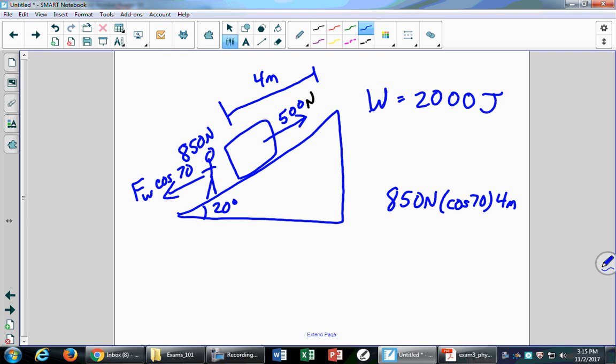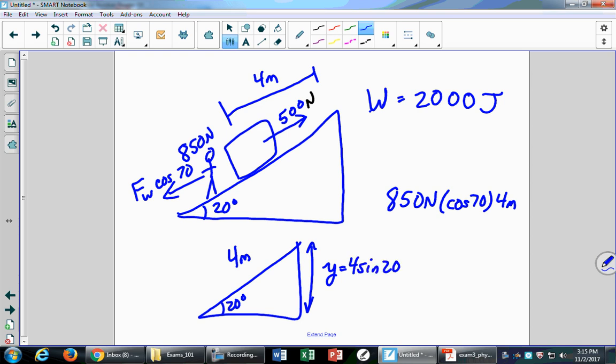I'm sorry. Yeah, you could do that. That's clever. It's easier that way, isn't it? Yeah, so another way that you can do this is that if you know the change in height, which you can find, because if I have 4 meters here and 20 degrees here, my change in height is going to be 4 sine of 20. Okay? And then you can just say m times g times h. That's whatever the mass of this is.